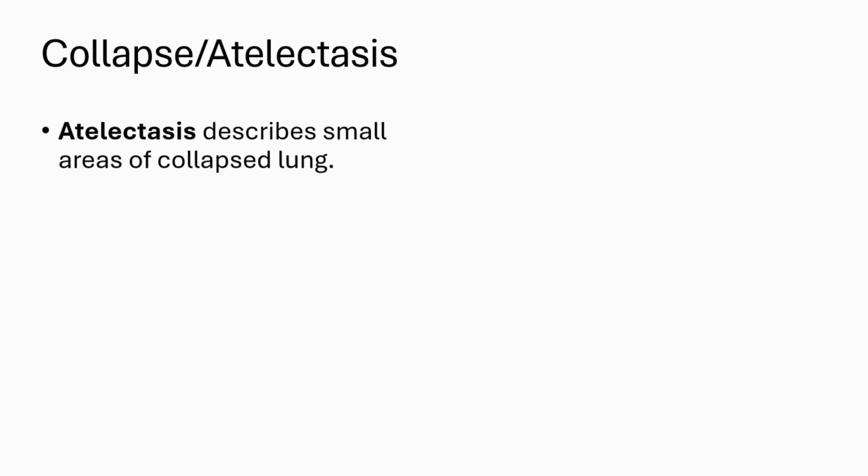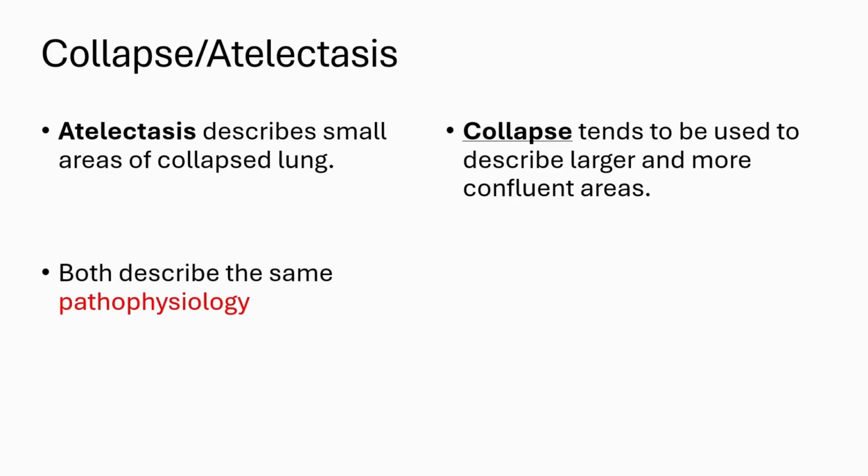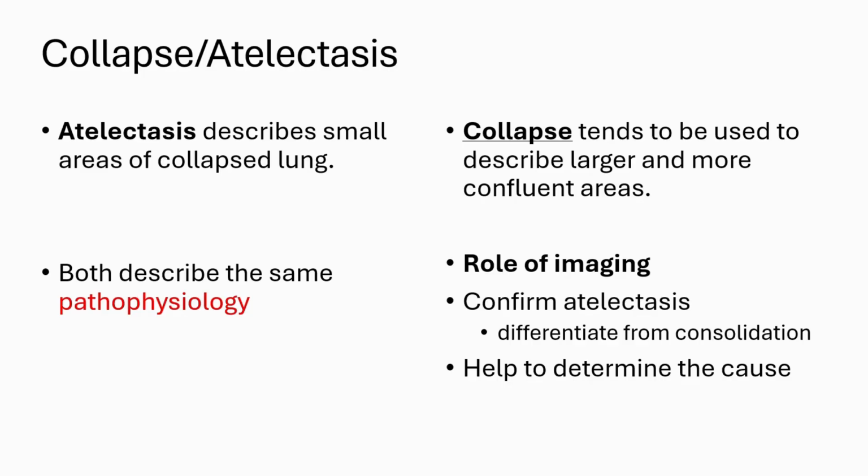Now, collapse or atelectasis. In some books, atelectasis is described as a small area of collapsed lung, whereas collapse tends to be described for a larger and more confluent area of collapse. But both are used interchangeably. Both share the same pathophysiology, and the role of imaging is to confirm the collapse or atelectasis and to determine the cause.